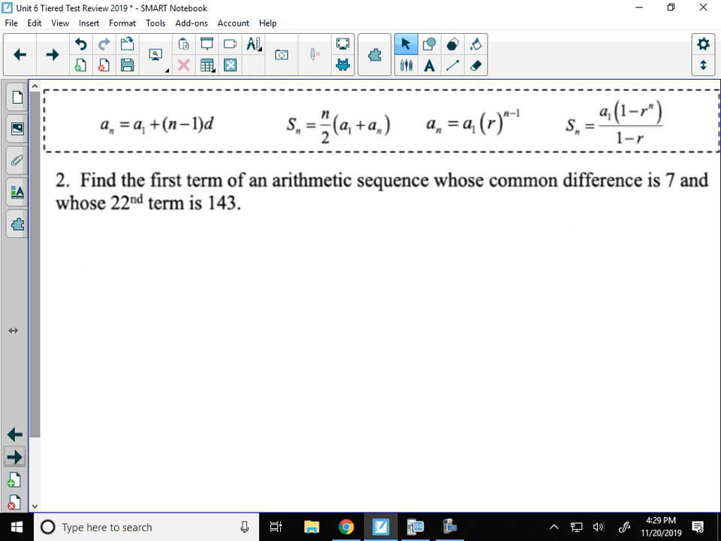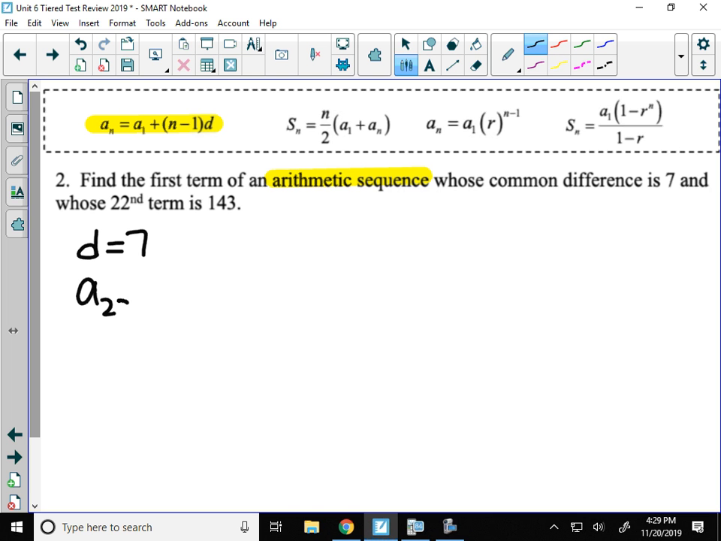Number 2, find the first term of an arithmetic sequence whose common difference is 7 and whose 22nd term is 143. First of all, it's an arithmetic sequence, so we need to determine that this is the formula we're going to use. I'm looking for the first term, I know the common difference is 7, and I know the 22nd term, a sub 22, is 143. I actually have all the information I need to put right into that formula.